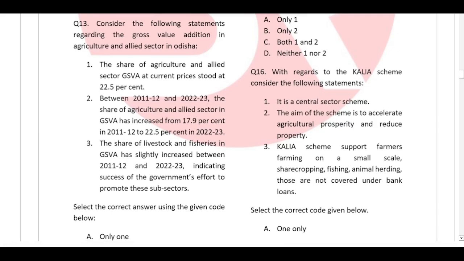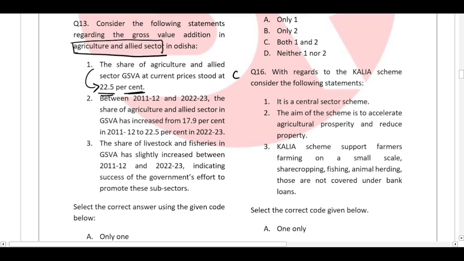Consider the following statements regarding the gross value addition in the agriculture and allied sectors in Odisha. So it is talking about the agriculture and allied sector in Odisha. The share of agriculture and allied sector gross value addition at current prices stood at 22.5%. Sometime back in the previous question, we did discuss that agriculture and allied sector contributes almost 22.5% to the Odisha's economy. So this is correct option.